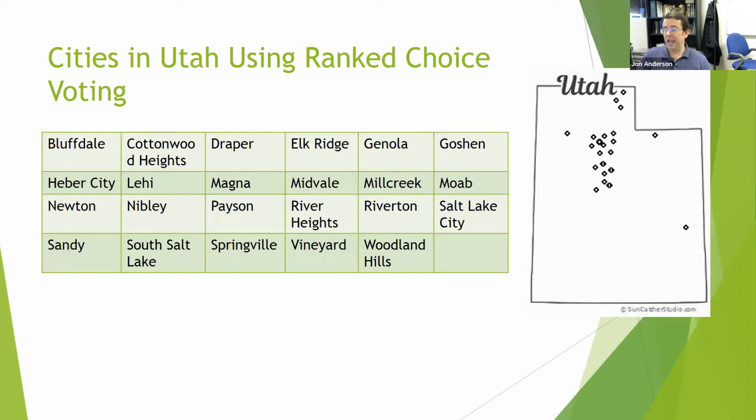And you can see that as of this past year, as of the 2021 election, 23 cities in Utah have now chosen to use ranked choice voting to select their mayors, their commissioners, and their different elected roles in their cities. And so we just wanted to give some background for what's happening here.